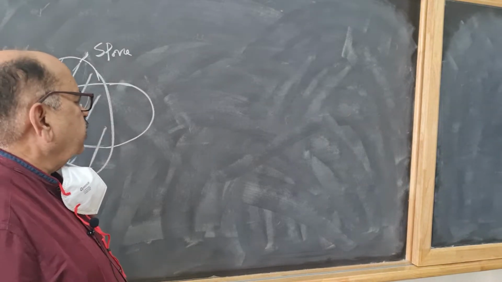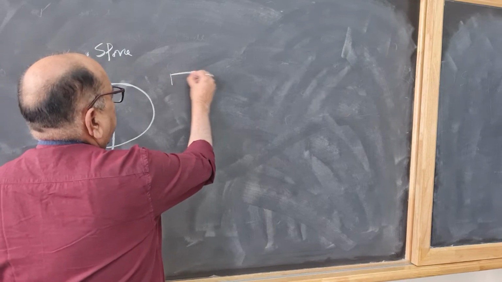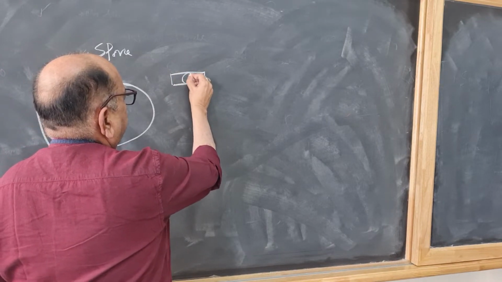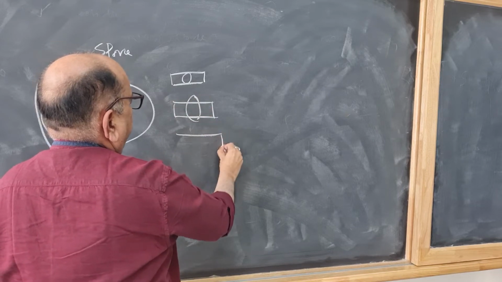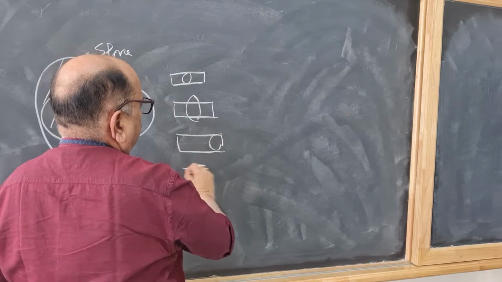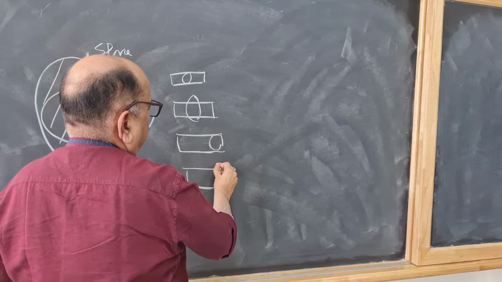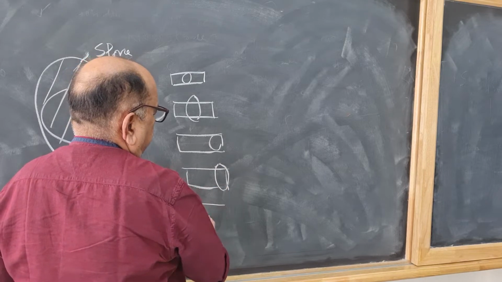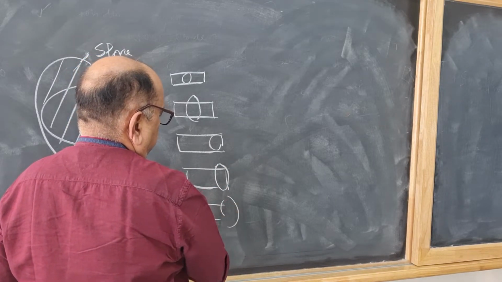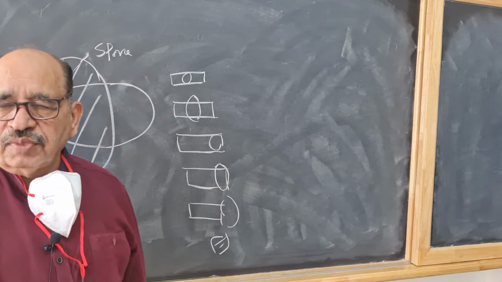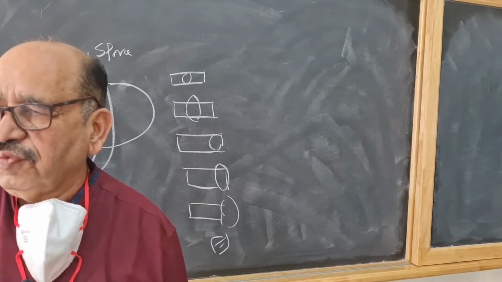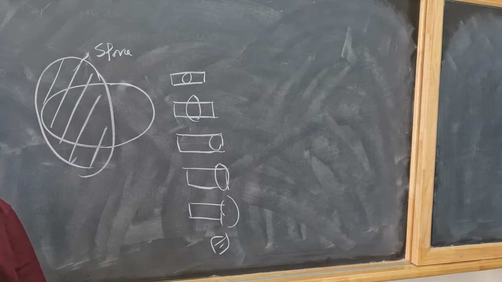Now, depending on the spore, it can be central non-bulging, central bulging, subterminal non-bulging, subterminal bulging, terminal bulging, and it can be a free spore. Depending on the arrangement of spores, bacteria are classified accordingly.